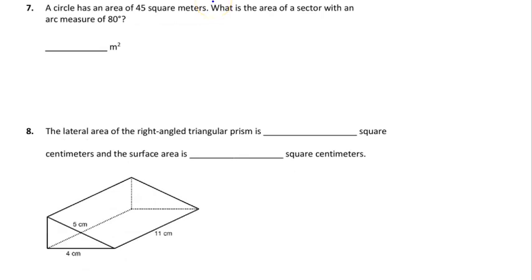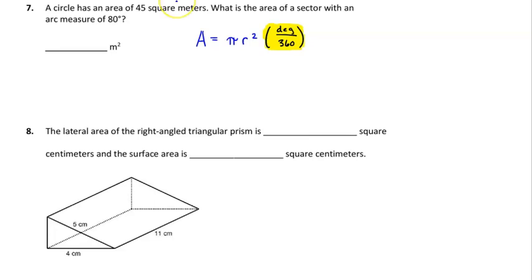It says a circle has an area of 45 square meters. What is the area of a sector when the arc measure is 80 degrees? So we learned that the area of a sector, and I'm going to use A, is the area of the circle times the degrees over 360. This piece here is what you should be adding on to your area and your circumference formula on your formula sheet. That way you can remember for sectors.